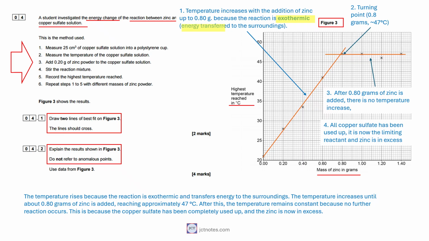The temperature increases until about 0.8 grams of zinc is added, reaching approximately 47 degrees Celsius. After this, the temperature remains constant because no further reaction occurs. This is because the copper sulfate has been completely used up, and the zinc is now in excess.